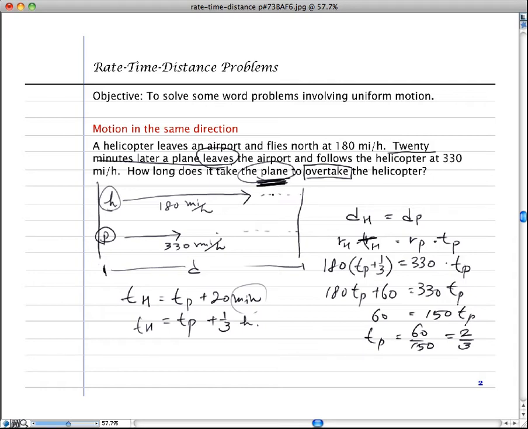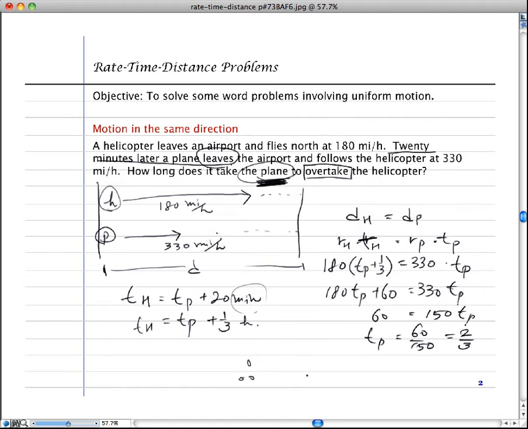If the question had stated how long does it take since the helicopter left the airport, then we have to find t sub h. So always read the question and look for what you're looking for. Well, in order to find what you're looking for, you have to know what the question is asking for. All right, guys, we need to conclude.